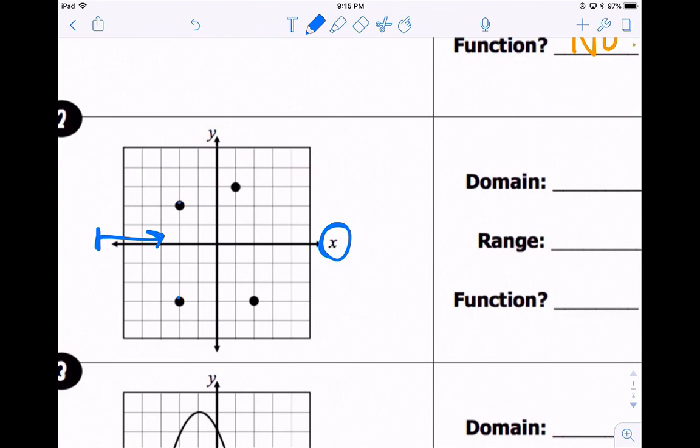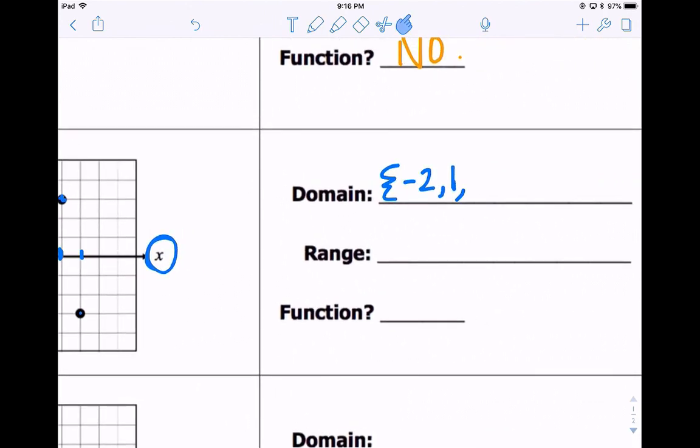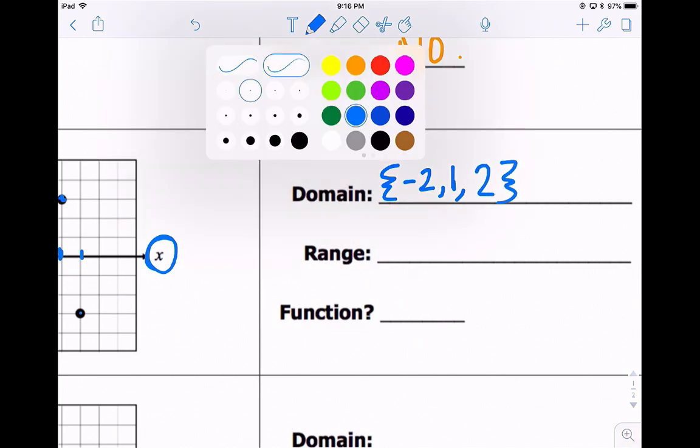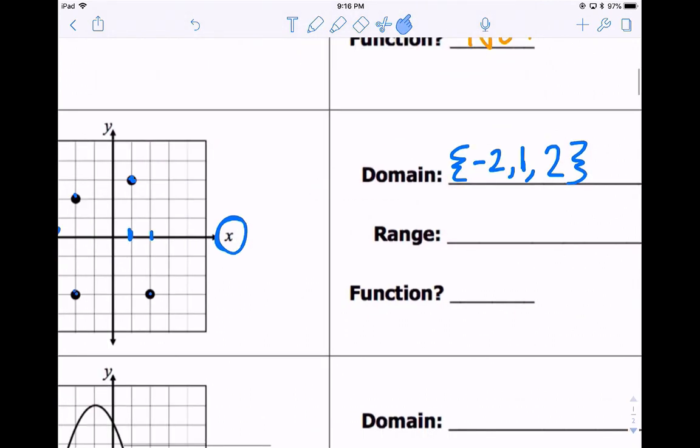So both of these 2 points right here on the left, they have the same x value. So that x there is -2, so I'm going to start with a squiggly bracket on domain and -2. I'm only going to write it one time, even though there are 2 points there. Then moving to the right, my next x is right here. So that x value is 1 because it's 1 to the right. So 1, comma, and then the next one is right here, and that one has an x value of 2. So 2 is going to be my last domain, and then I'm going to close with a squiggly bracket.